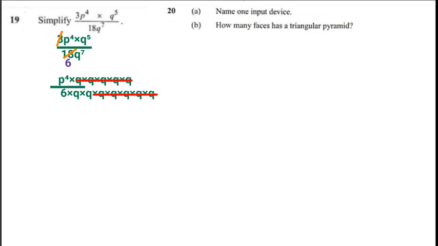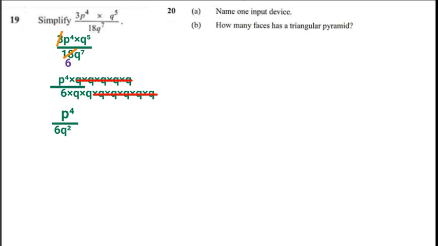So when you do this, that means now we are remaining on top with p raised to the power of 4, divided by 6 multiplied by q. Now this one I can write in exponential form, which is going to be 6q squared. Now that is the final answer. Now we have fully simplified the expression.